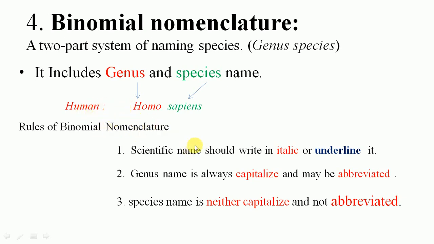Binomial nomenclature also has some rules. The first rule is that the scientific name should be written in italics. If you write by hand, then you need to underline the scientific names. Then the genus is always capitalized initially and may be abbreviated when repeated. But the species name is neither capitalized nor abbreviated.